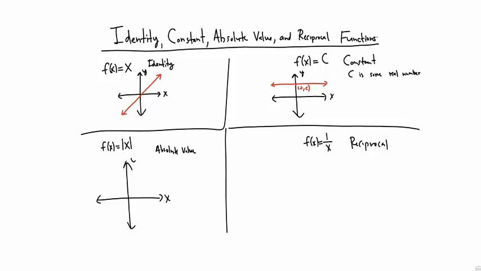The absolute value function has this as its graph. On this side, the graph looks just like the graph of the identity. And over here, we reflect about the x-axis and get a V. Remember, here's a definition of absolute value.